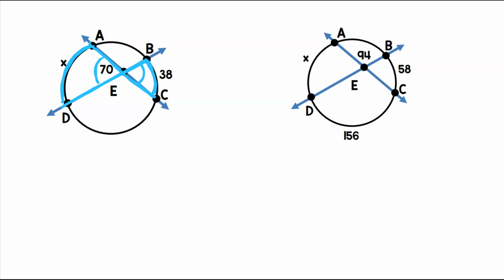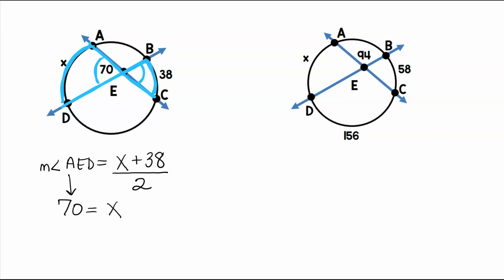The formula says that the measurement of the angle, so in this case, measurement of angle AED, that inside angle, will be equal to the two arcs. So the left arc is x, added together, so x plus the arc to the right, which is 38, and then divided by 2. We know the measurement of angle AED. The measurement of angle AED is 70, which is equal to x plus 38 divided by 2.